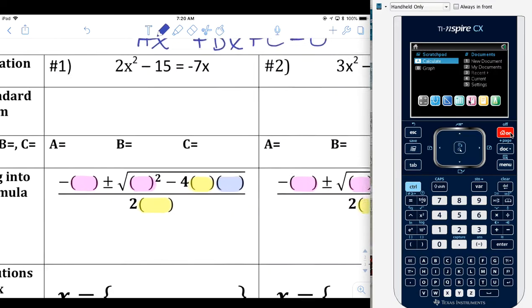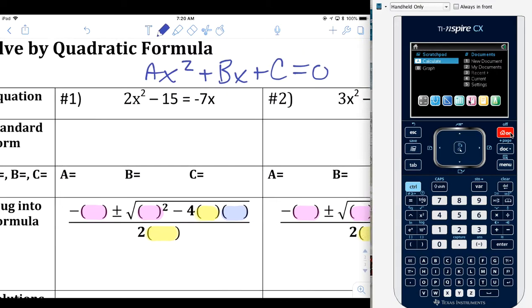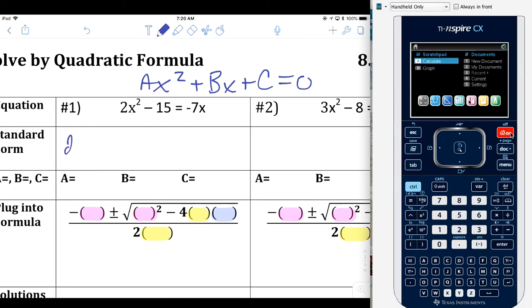All right, so problem number 1. If I'm trying to put this in the right order, I'm going to write 2x squared. I need this guy to move. Notice I put him in the middle. And when I move him to the other side, I have to change him to a plus. So he's going to be plus 7x and then minus 15. Why did I put him in the middle?